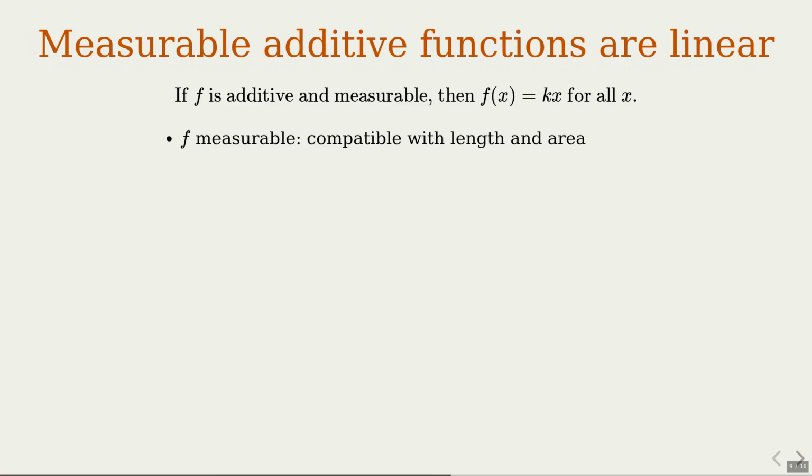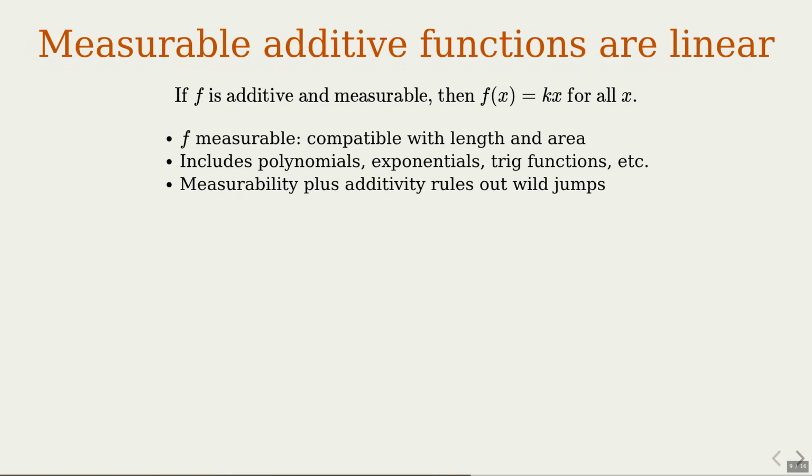The function f is measurable, meaning it works well with length and area. This includes polynomials, exponentials, trig functions, etc. Measurability plus additivity rules out wild jumps. Once again, only the straight line solutions of f of x equals k times x remain viable.